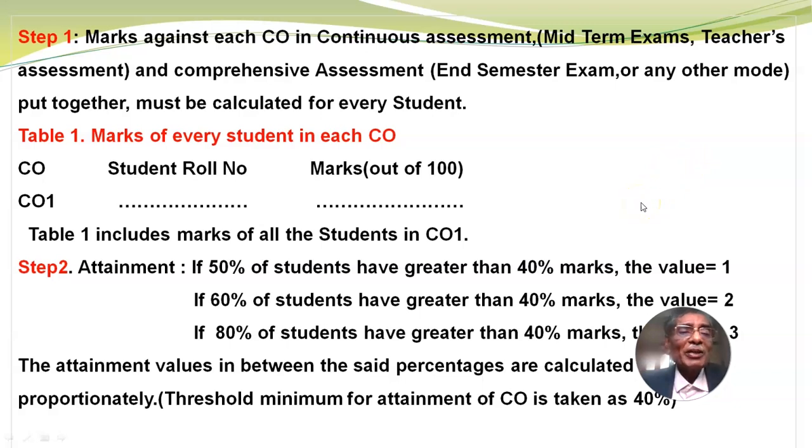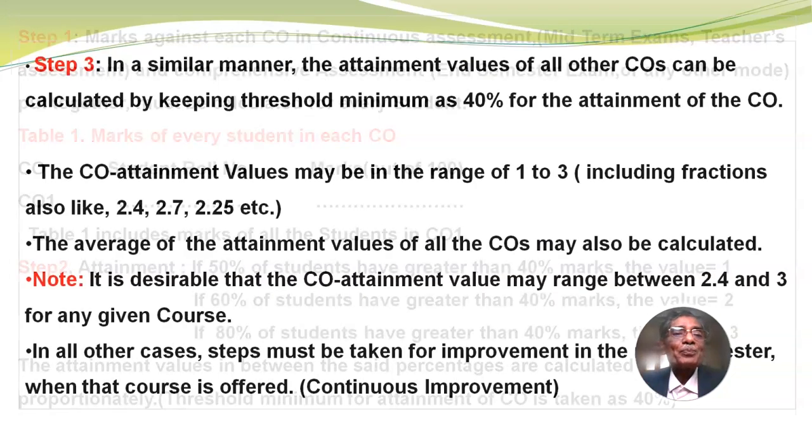Step 2, attainment. How do you calculate attainment from the marks given in Table 1? If 50% of the students have greater than 40% marks, the value is 1. If 60% of students have greater than 40% marks, the value is equal to 2. If 80% of the students have greater than 40% marks, the value is equal to 3. The attainment values in between the set percentages are calculated proportionately. Here, in this case, the threshold minimum for attainment of CO is taken as 40%.